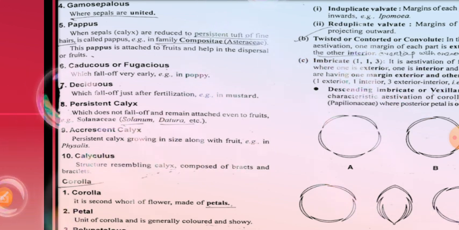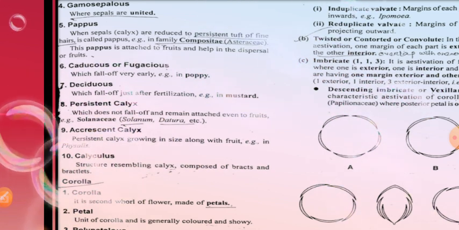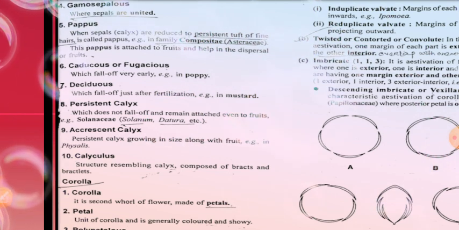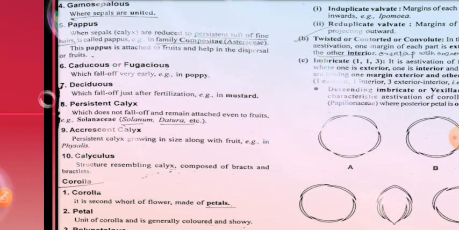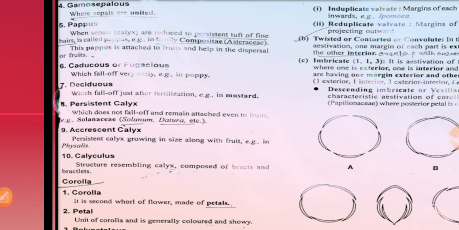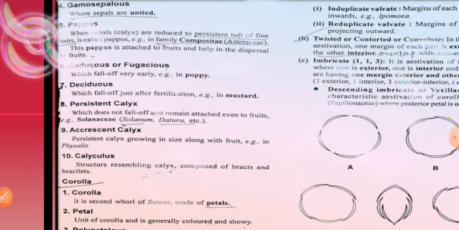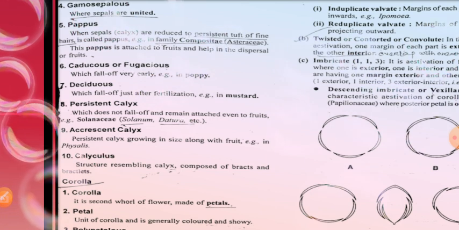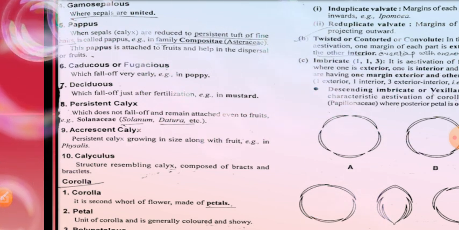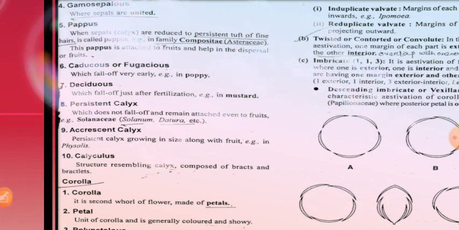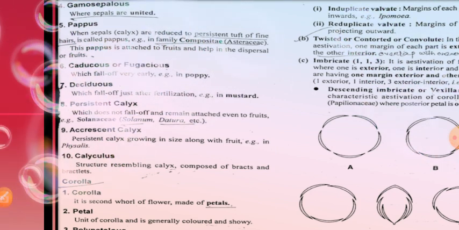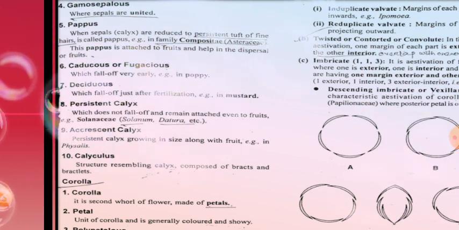And caducous, or fugacious, means which falls off very early, as in the poppy. Then deciduous means falling off just after fertilization. In the case of mustard, the calyx falls off just after fertilization. This is known as the deciduous type.